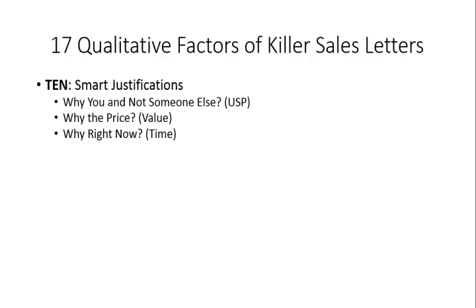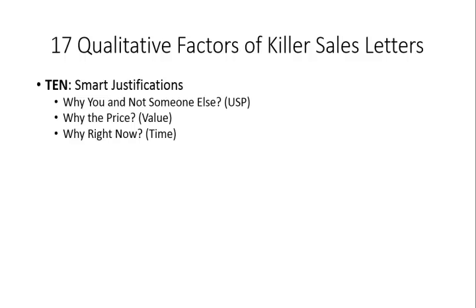Principle number 10, you want to add in smart justifications. In other words, you want to answer the question for the prospect. They're asking the question, why should I buy from you and not from someone else? And you want to start then talking about what's unique about your product and your service. What is it that you're adding to this that your prospect should make the decision for you? Why is this price the one that they should buy at? Well, that's important. You want to make sure that you're talking about the value of what you're offering and what they're really getting in real value.